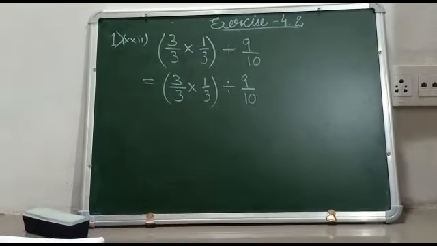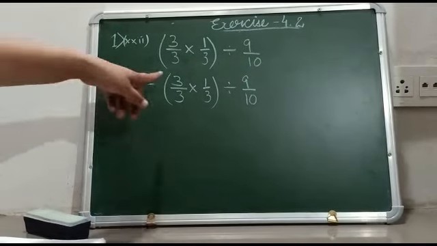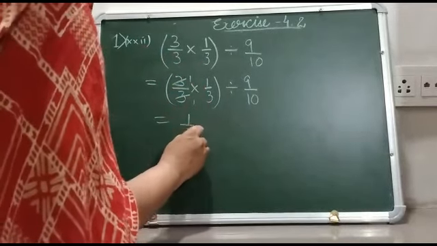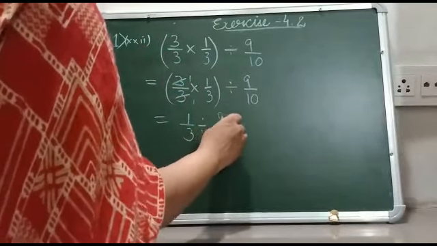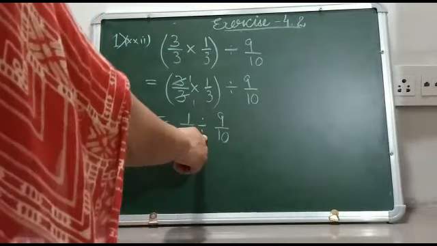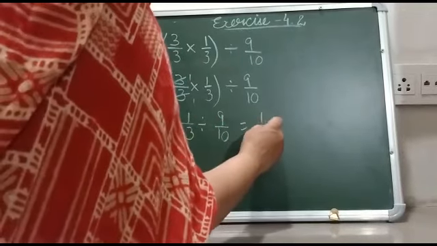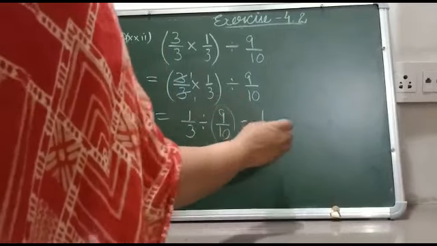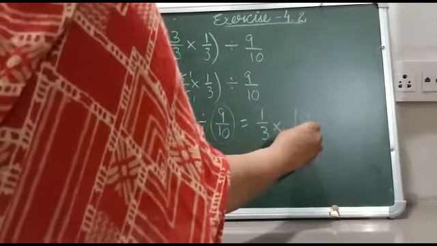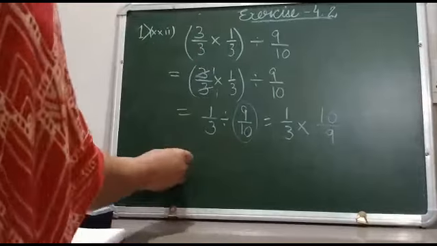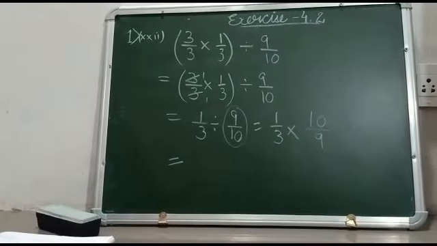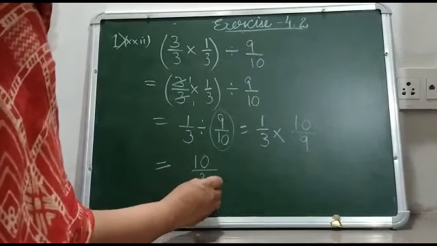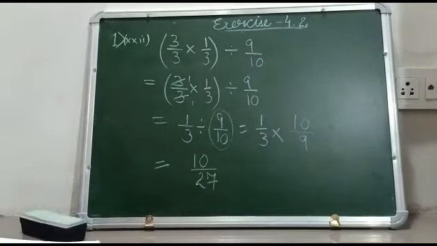Now we will cancel out the common factors in the bracket. This will go on 3. So we are left with 1 upon 3 divided by 9 upon 10. Now the sign of division will be changed to multiplication, and we will take the reciprocal of this fraction, which becomes 10 upon 9. Now there is no common factor in numerator and denominator, so we are left with 10/27. So this is all for the day.